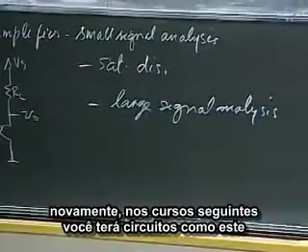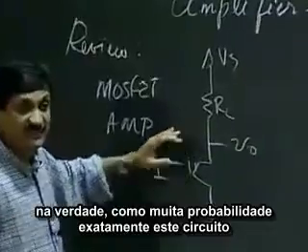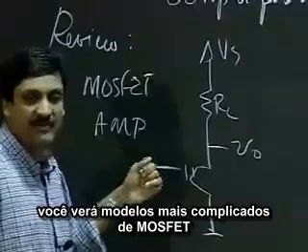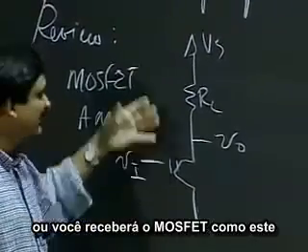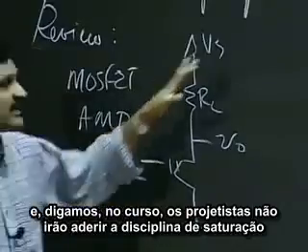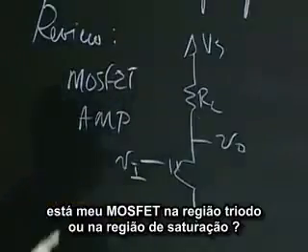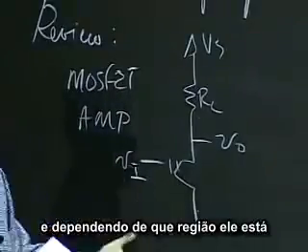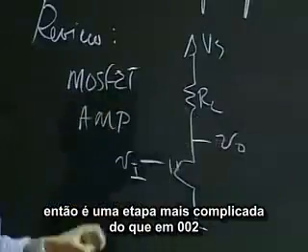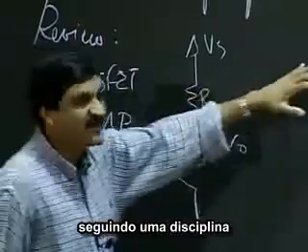Again, in follow-on courses, you will be given circuits like this. In fact, this very circuit with a very high likelihood, and you'll be looking at more complicated models of the MOSFET. Or you may be given a MOSFET like this, and let's say in that course, the designers do not adhere to the saturation discipline, in which case you have to first figure out, is my MOSFET in its triode region or in the saturation region? And depending on the region it is in, you have to apply different equations. Okay, so it's one step more complicated than in 002. In 002, we simplified our lives by following a discipline.